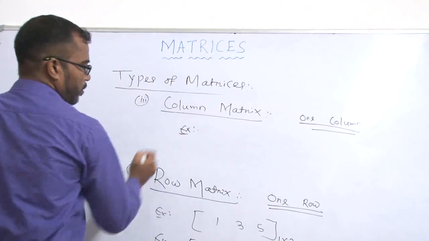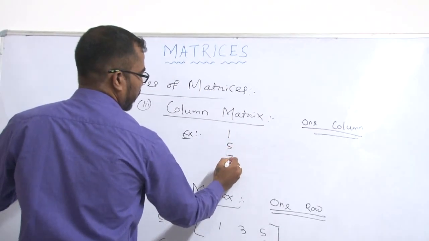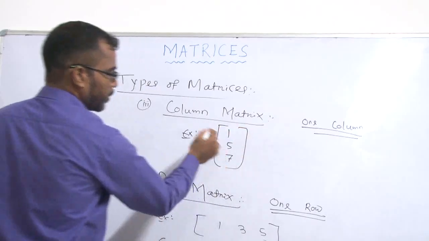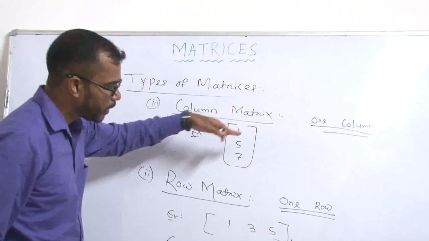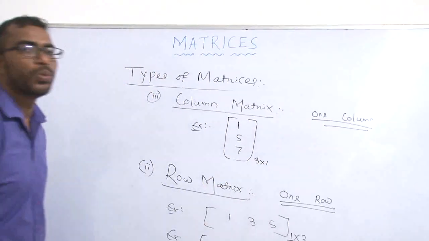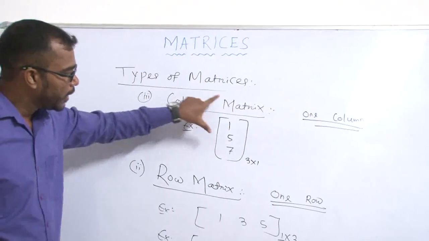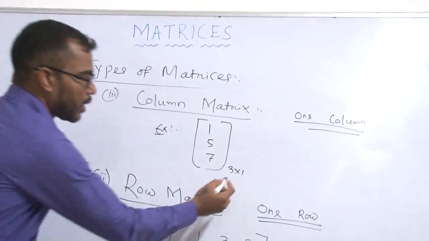Here are some examples. 1, 5, 7. It is a matrix and its number of rows equal to 3 and columns is 1. So we can write its order is 3 into 1. So it is a matrix of one column.